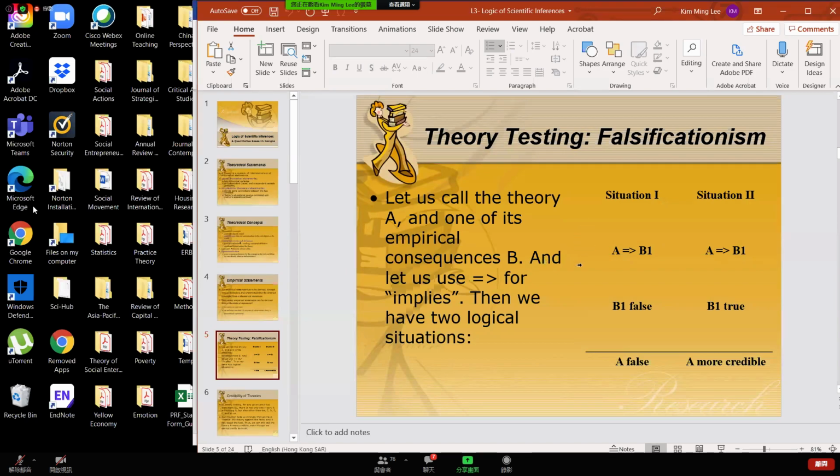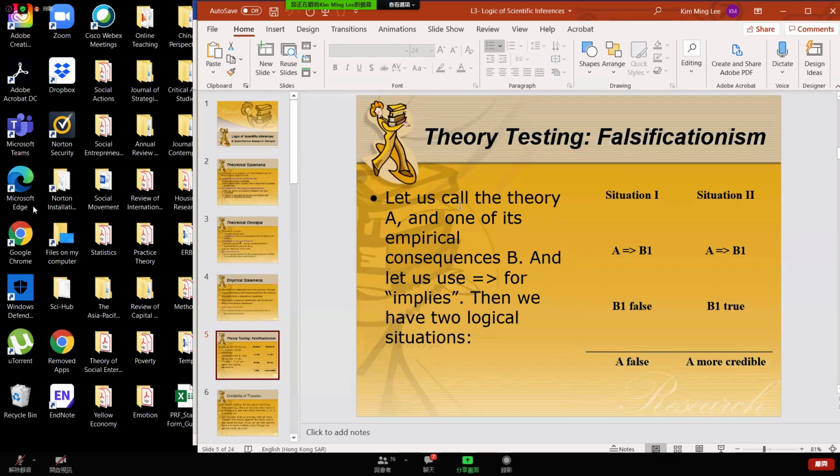Yes. So in this case, remember, under situation 1, we can say that A is false because we find out that the empirical statement is false by the deductive logic. In situation 2, we find out that B1 is true. That means our empirical statement is true. But we cannot say our theory is true. But we can say A is more credible, more believable. Okay, so that is the logic. And try to make things more complicated. That is the credibility of theory.